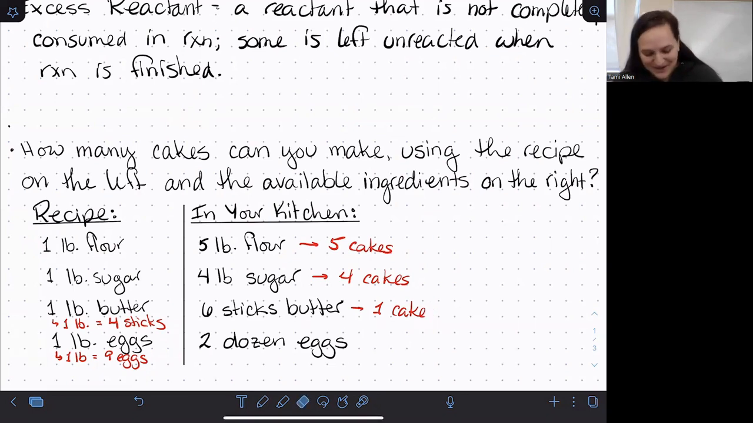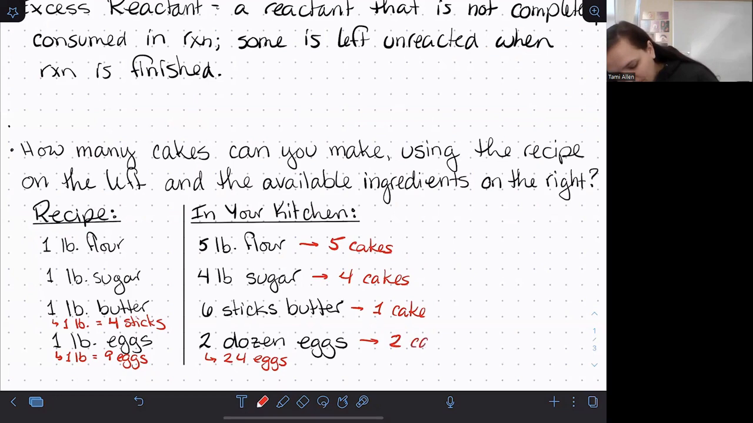For the eggs, 2 dozen eggs, we know that a dozen is equal to 12. So this means we have 24 total eggs. If each cake requires 9, 24 eggs is going to be enough to make 2. To make 2 cakes, we would need 18 eggs. To make 3 cakes, we would need 27. We don't have 27. So we have enough eggs to make 2 cakes with 6 left over.